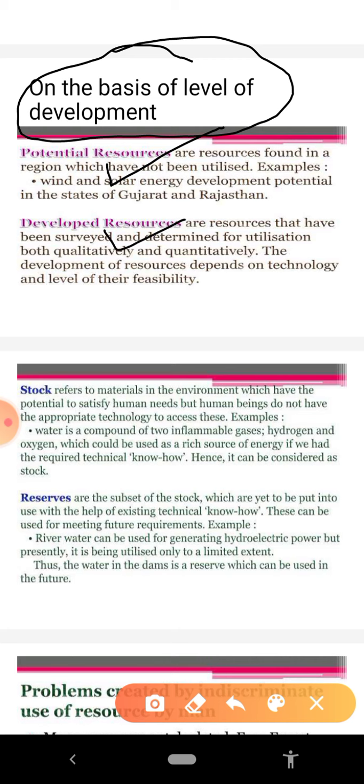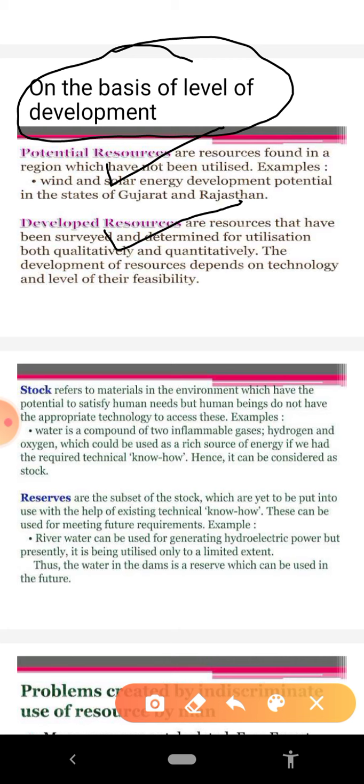Then developed resources. These are the resources which have been surveyed and their quality and quantity have been determined for utilization. The development of resources depends on technology and level of their feasibility. For example, India has a cumulative total of 2,47,847 million tons of coal resources.